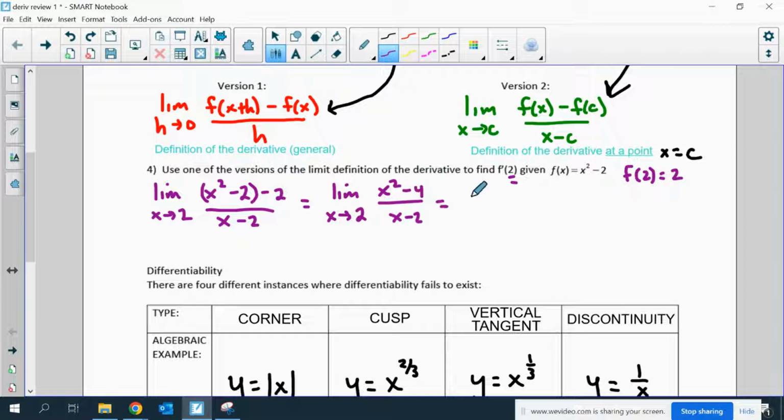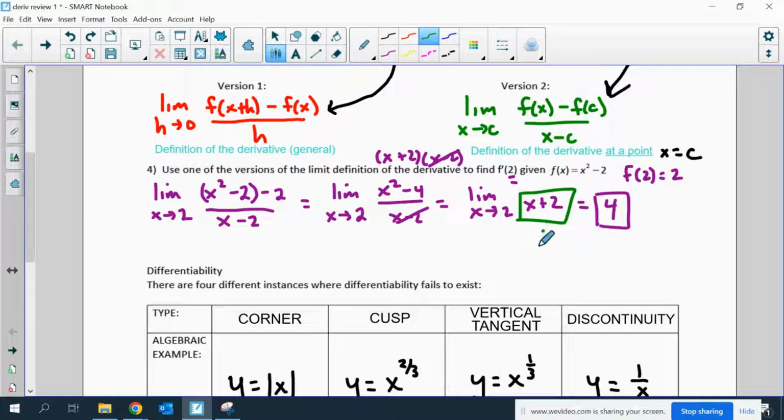I could factor the numerator into x plus 2, x minus 2. These x minus 2's would cancel, and I'm left with x plus 2. I substitute 2 in, and I get 4, which is, of course, the same answer that I had before. One thing I want to point out about this is that x plus 2 is not the derivative.